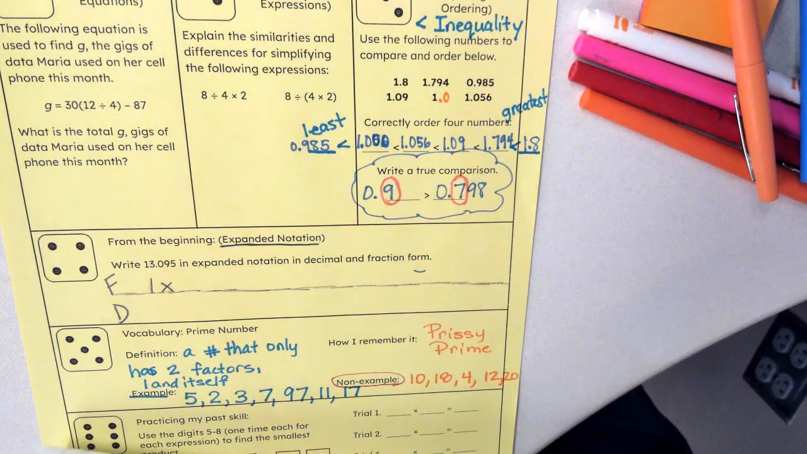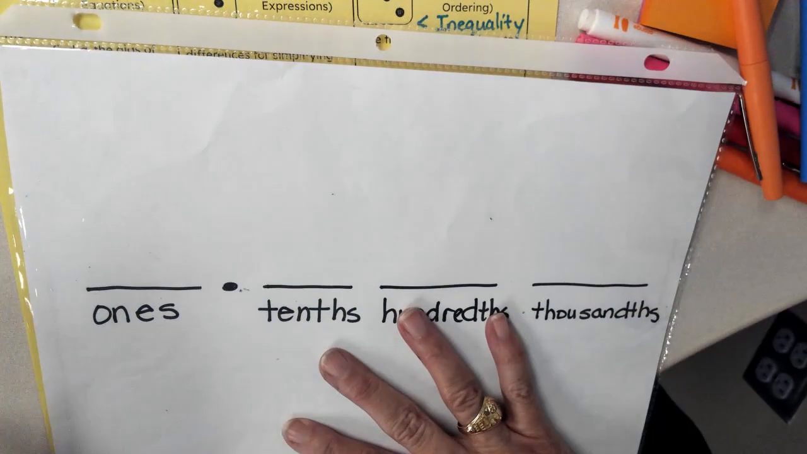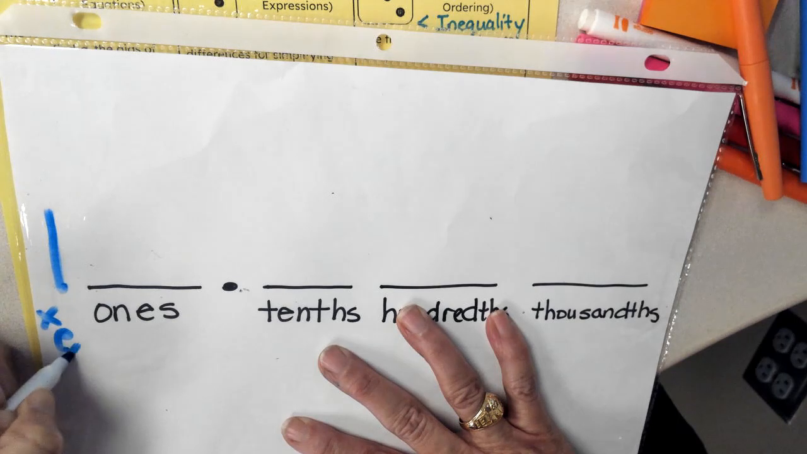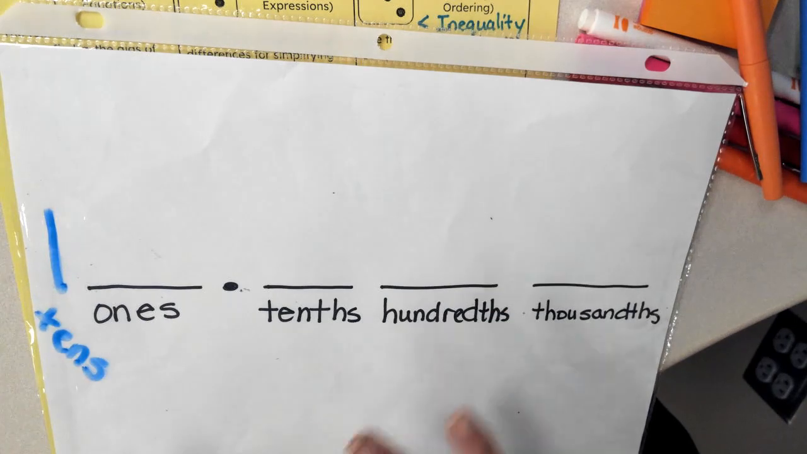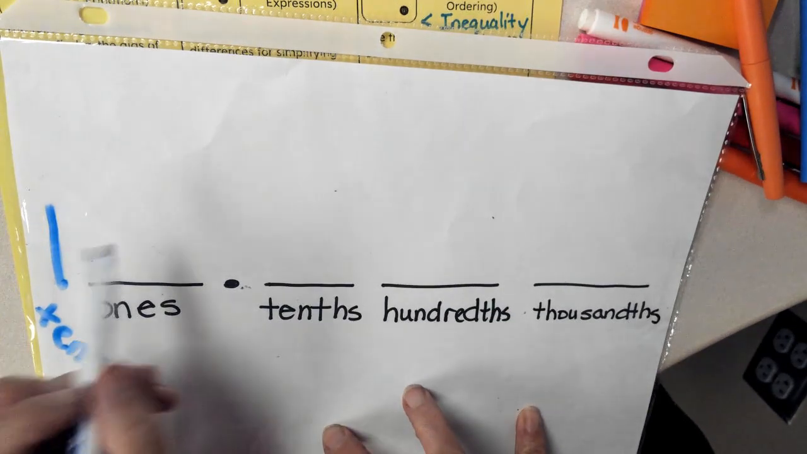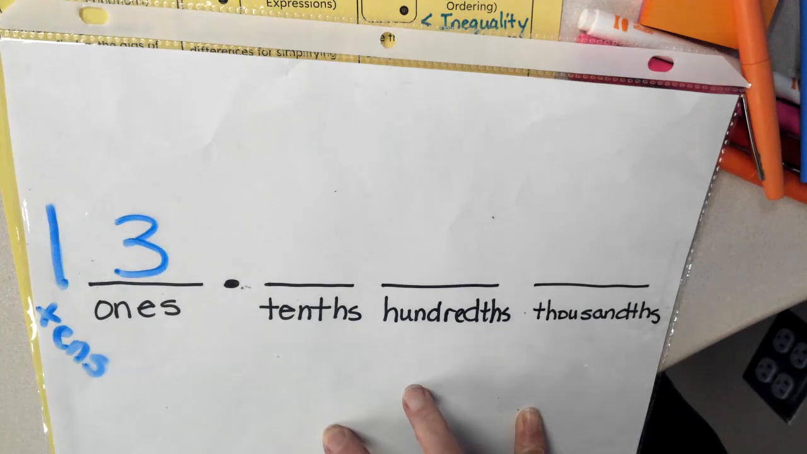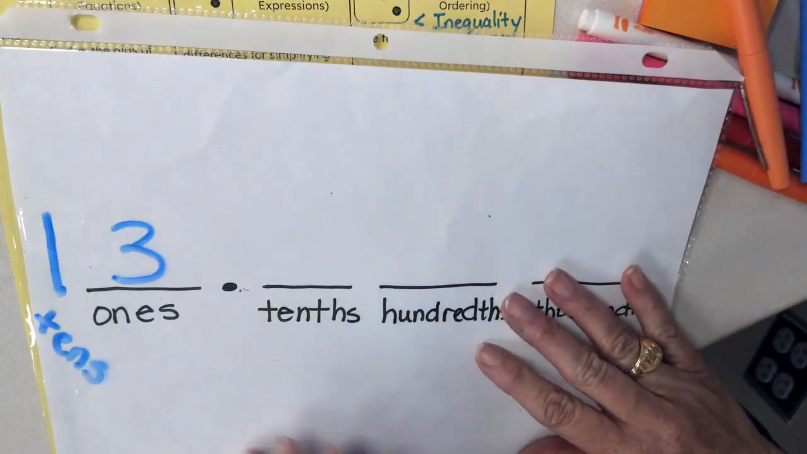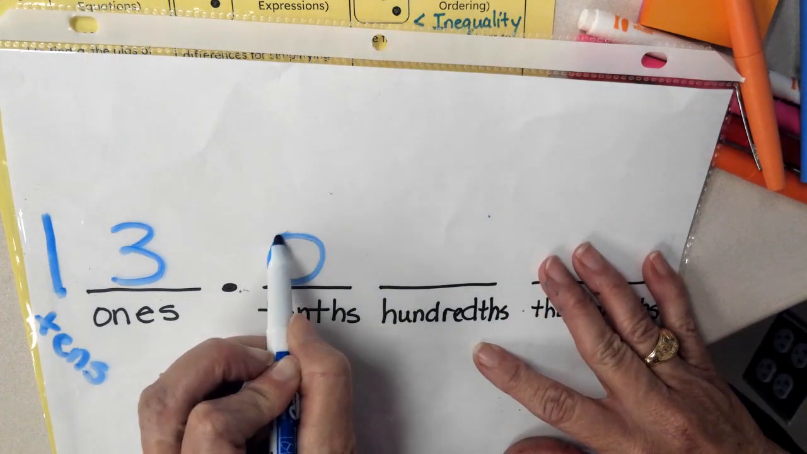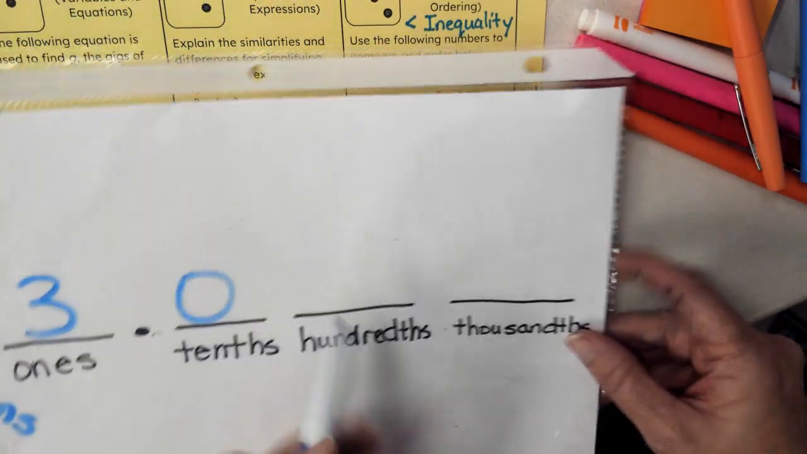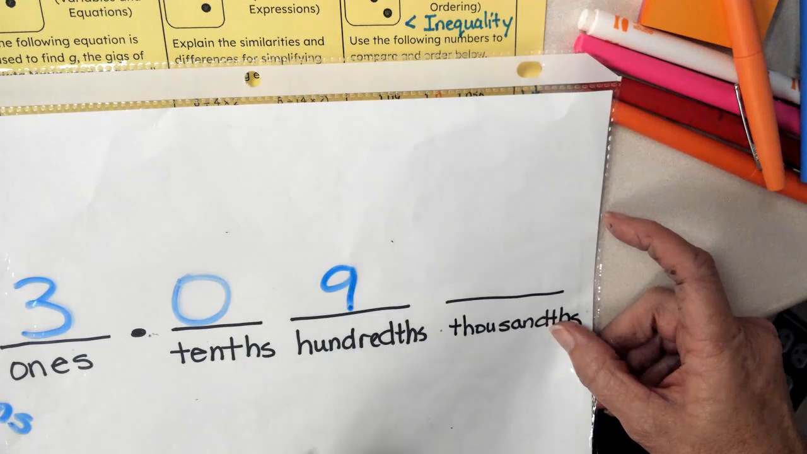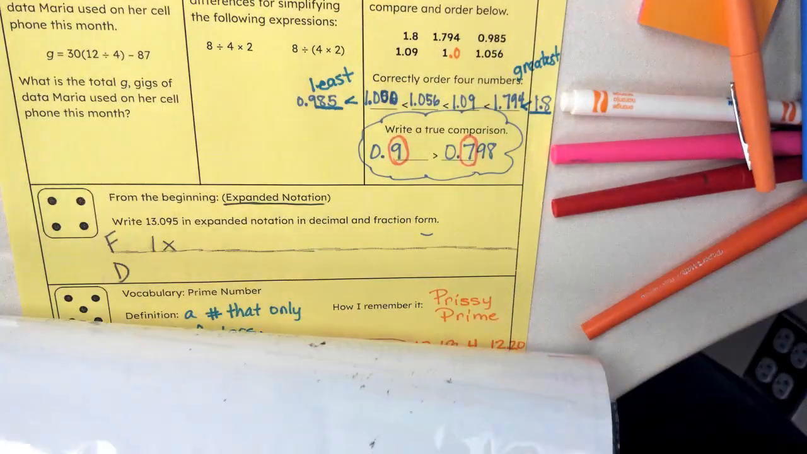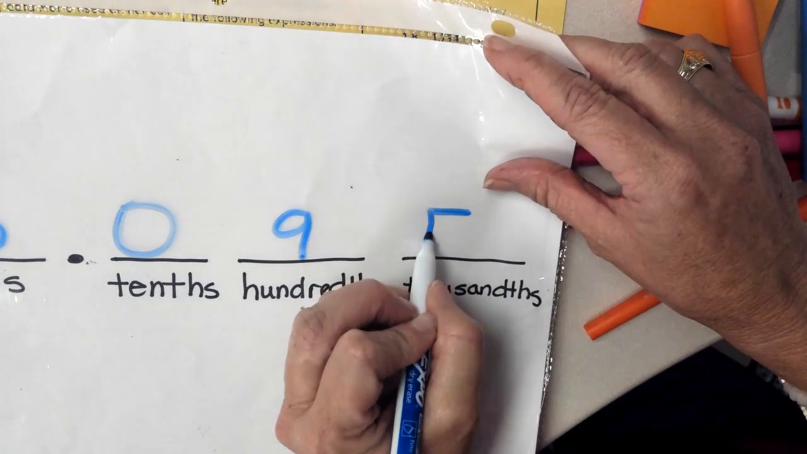And when I look at the number 13, the 1 should actually be in the tens. I'm just going to kind of squeeze it in right there. Then the 3 will be in the ones place. Then I have a 0 in the tenths place, a 9 in the hundredths place, and then we have a 5 in the thousandths place.